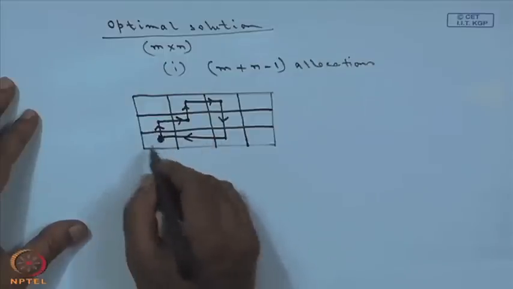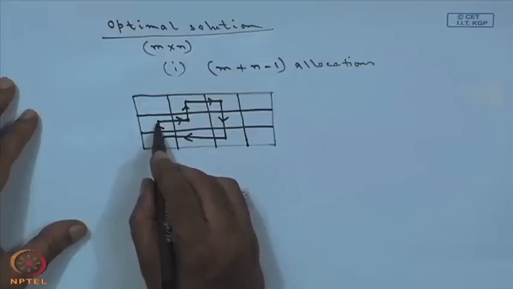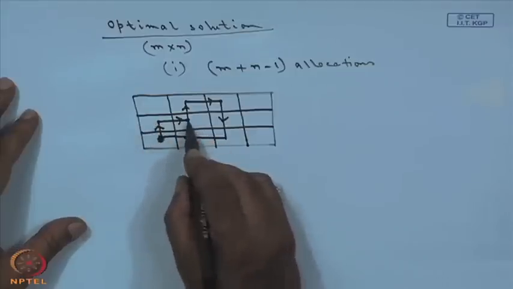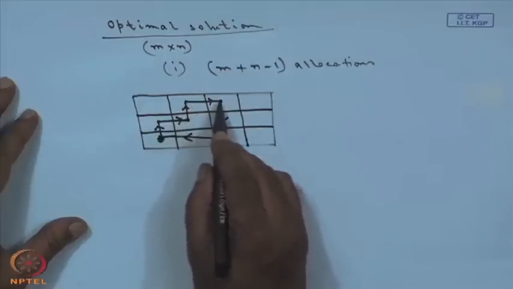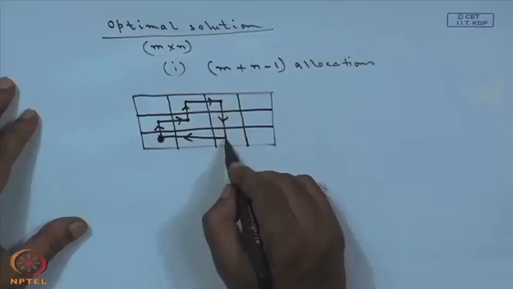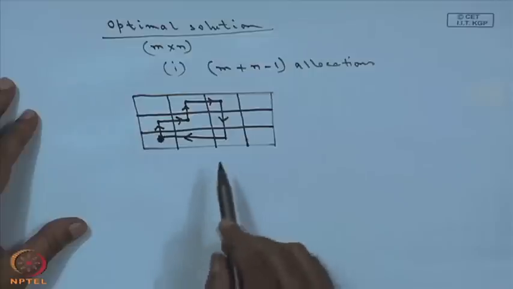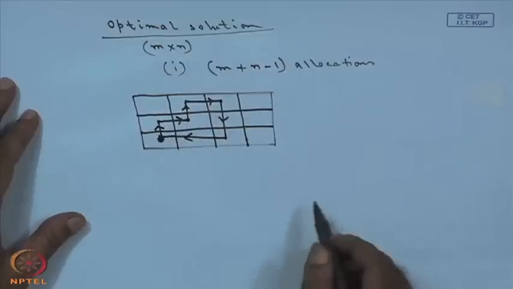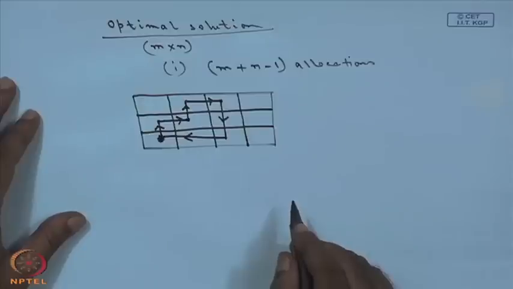So, this forms a loop. You have cell 3 1, from 3 1 you are visiting 2 1, from 2 1 the cell 2 2, from 2 2 the cell 1 2, from 1 2 you are going to 1 4, from 1 4 you are coming to 3 4, and from 3 4 you are going back to the original one. So, if this kind of loop is not there, then we call it a non-degenerate solution. And if these criteria are not satisfied, in that case we say that the solution is degenerate and we have to handle it separately, which we will see afterwards.